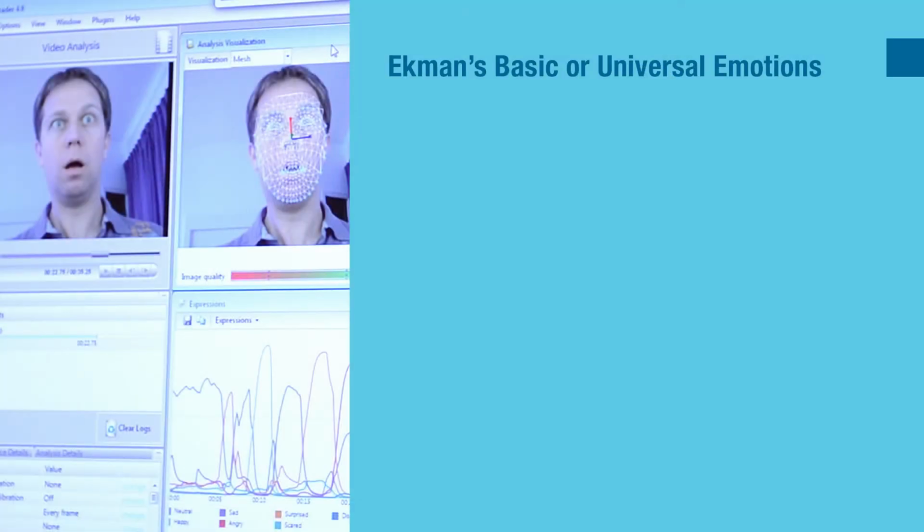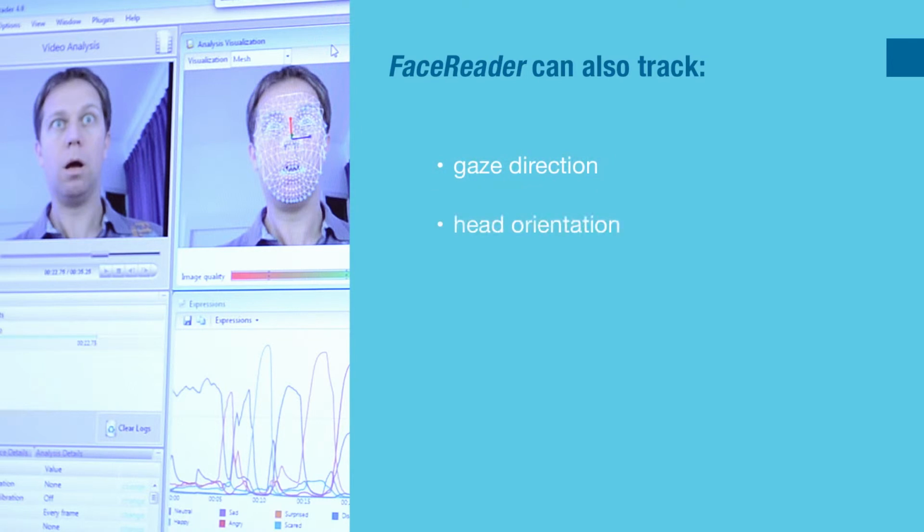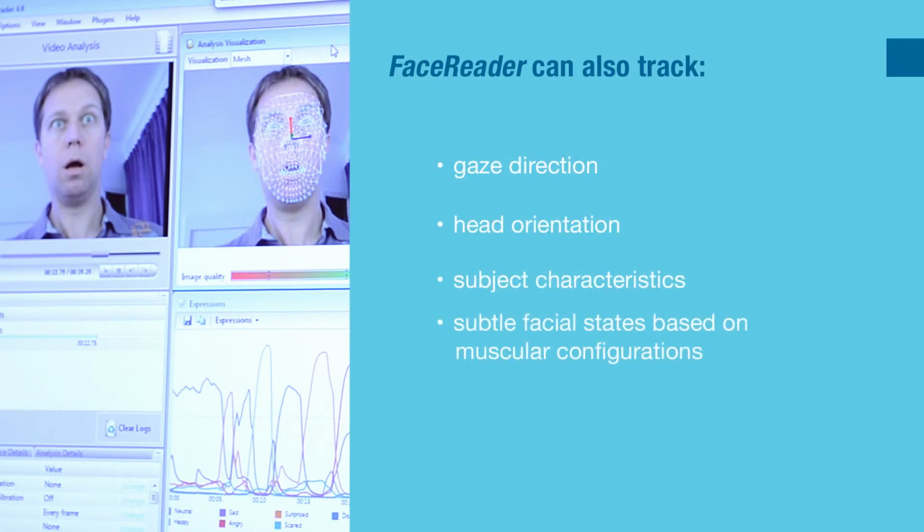Computer automated tracking. Currently, the EILAB is configured to support the identification and tracking of emotional states via the Noldus Face Reader application. Future acquisitions may include an eye tracking solution and other types of human response systems. Face Reader uses artificial intelligence to classify facial expressions of either live or recorded individuals using Ekman's basic or universal emotions. These are happy, sad, angry, surprised, scared, disgusted, and neutral. Face Reader can also track gaze direction, head orientation, subject characteristics, and subtle facial states based on muscular configurations.